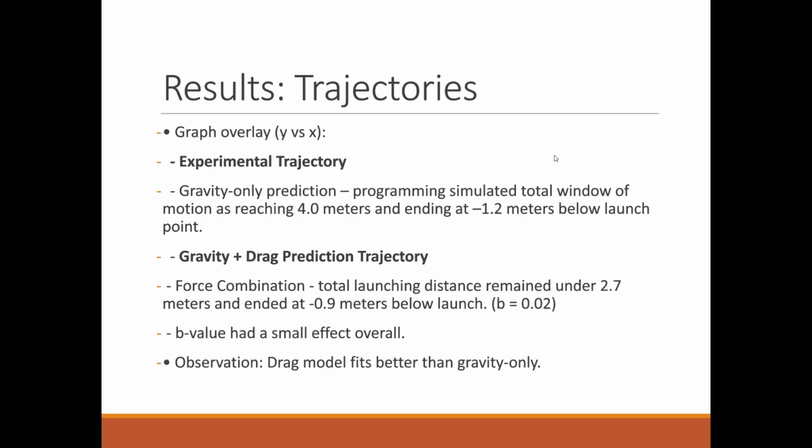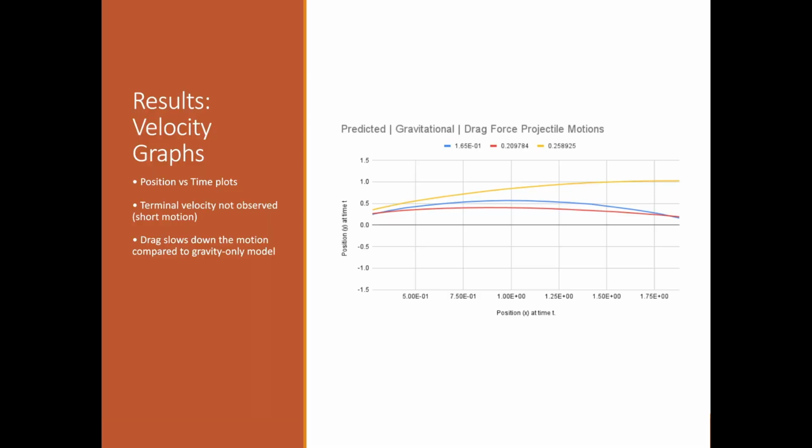In terms of results, you can see the trajectories overlaid on the slide. The experimental trajectory is compared with the gravity-only model and the gravity plus drag model. The gravity-only model predicted that the ball would travel almost 4 meters, landing 1.2 meters below the launch point. The drag model also predicted a shorter distance, less than 2 meters, and a landing of about 0.9 meters below the launch. The b-value had only a small effect overall, but the drag model clearly fit the experimental data more than the gravity-only model in this case.